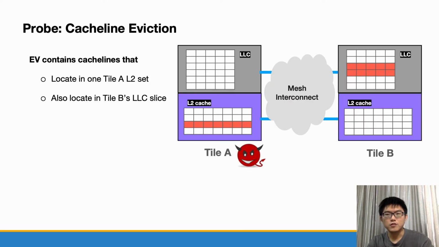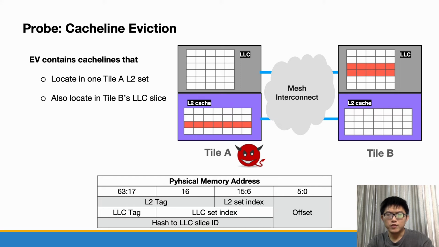The eviction set should contain Cachelines that locate in one tile A's L2 set. They should also locate in tile B's LLC slice. This table shows the mapping between physical address and cache. We could see that bits 15 to 6 are L2 and LLC set index. However, bit 16 is only LLC set index. In other words, one L2 set corresponds to two LLC sets, as the picture shows.